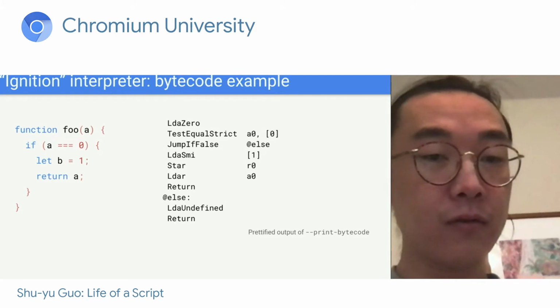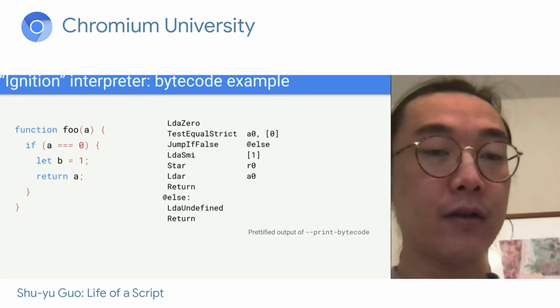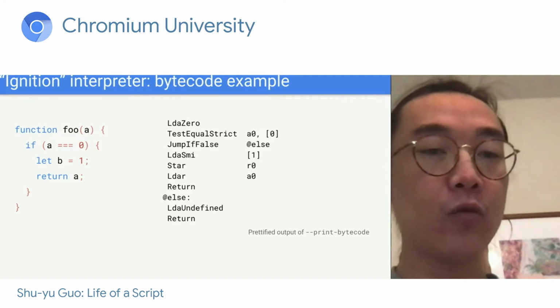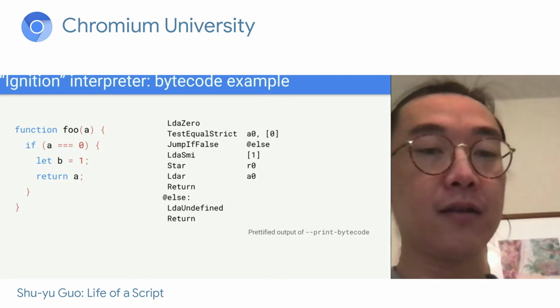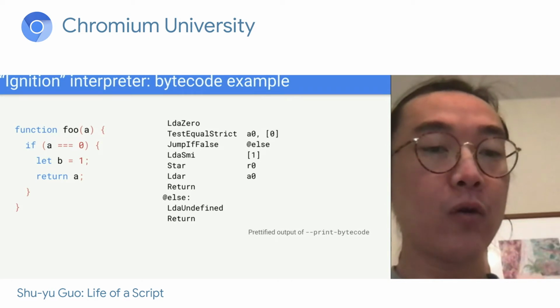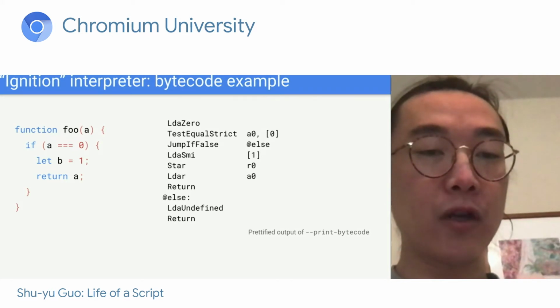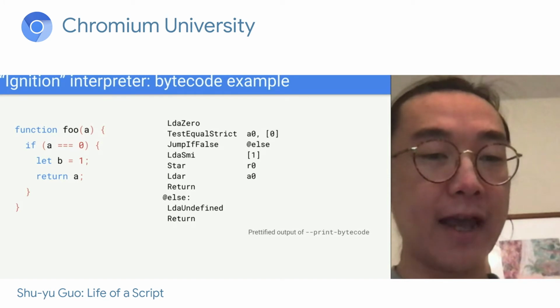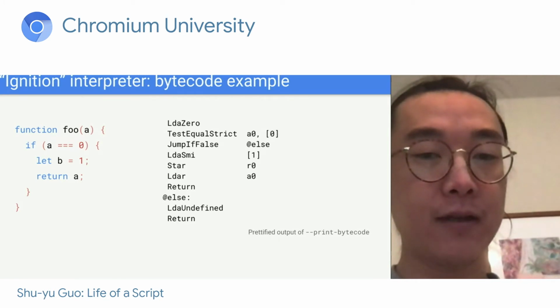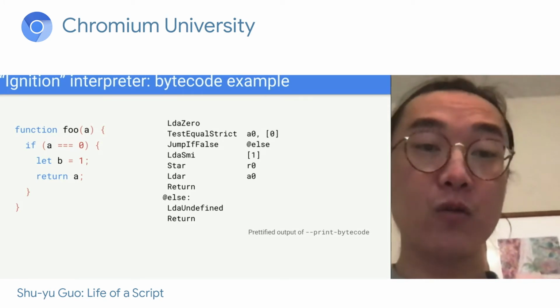If it is true, then we load the SMI, which is short for small integer, the literal 1, into the accumulator. We store the accumulator into the 0th register, which is R0, and that's our local binding B. We load the accumulator with the value of argument 0, which is A, and then we return it. So it matches basically as you would expect a naive compiler would to our example.